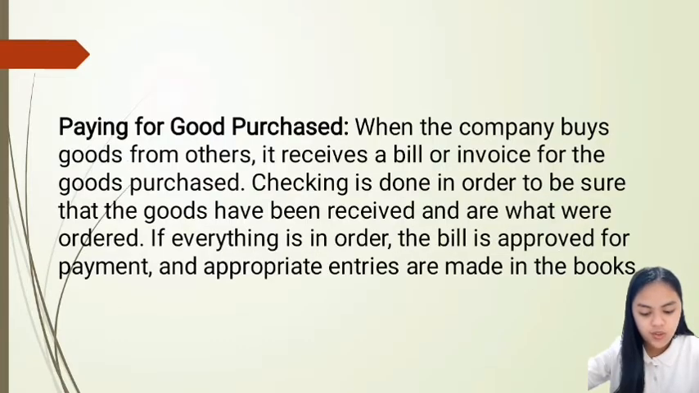So we have here also the paying for goods purchased. When the company buys goods from others, it receives a bill or invoice for the goods purchased. So checking is done in order to be sure that the goods have been received and are what were ordered. If everything is in order, the bill is approved for payment and appropriate entries are made in the books.